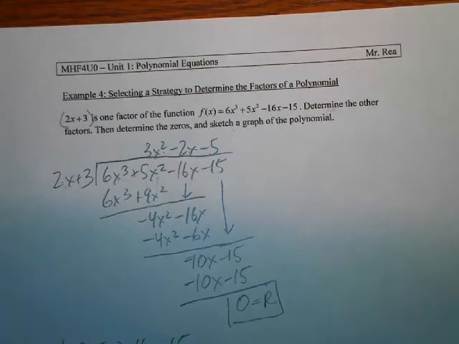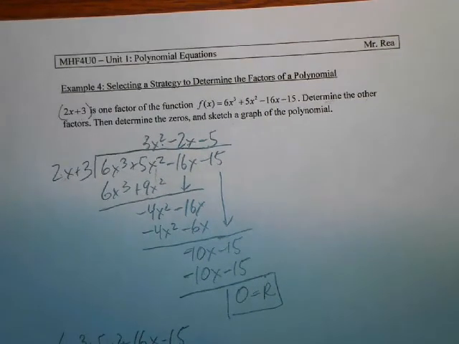So that gives you negative 5x, that gives you positive 3x, that creates the negative 2x. You get the negative 5 there and the 3x squared there, so that works. So here are the three factors.